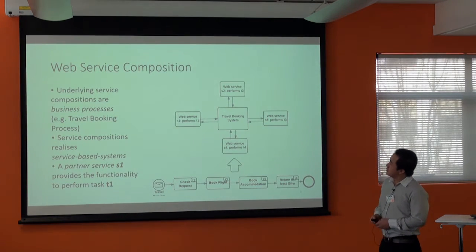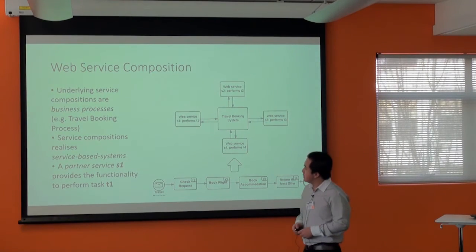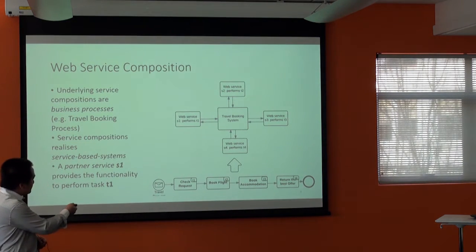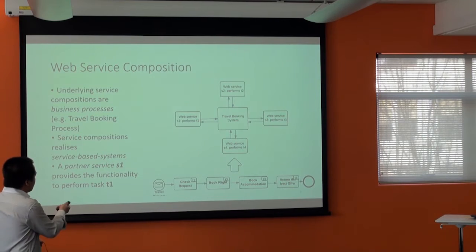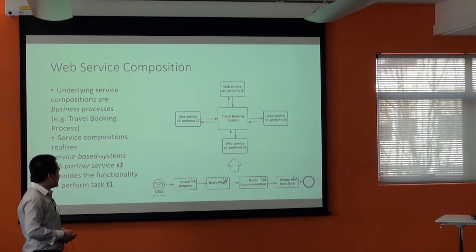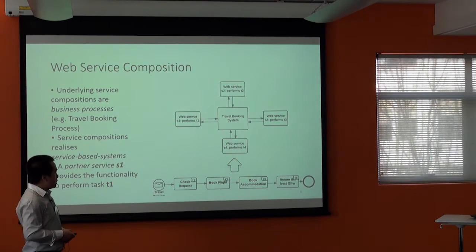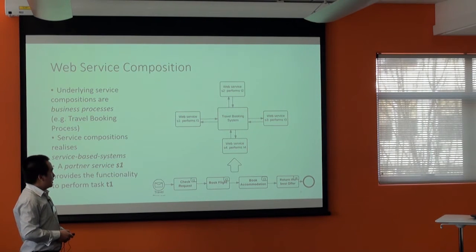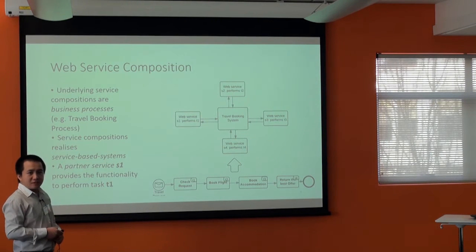To look at service composition, underlying service compositions are business processes. I have here a simple example of a business process for travel booking. A customer submits a request for travel. Then the process will check the request, book a flight and book accommodation for the customer, then return a travel plan to the customer. A simple business process which can be executed by composing several services.